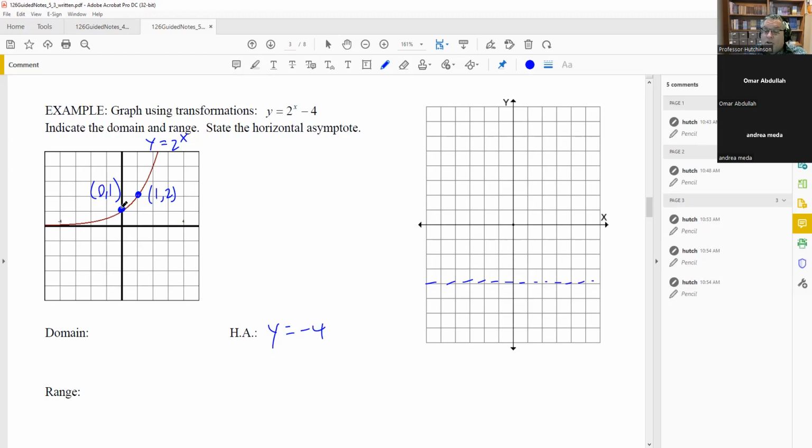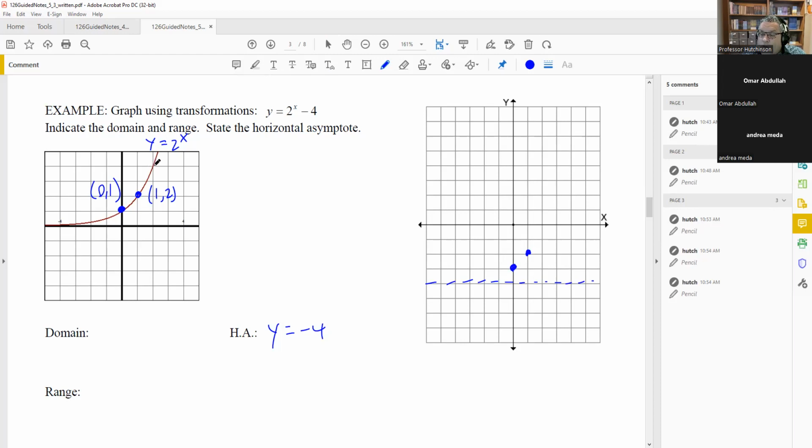But these two key points also move exactly 4 units down. So if I have (0, 1) and I go 1, 2, 3, 4, it's now going to be at (0, -3). The other one is at (1, 2). If I shift it straight down, 1, 2, 3, 4, it's going to be at (1, -2). This is going to be right here.